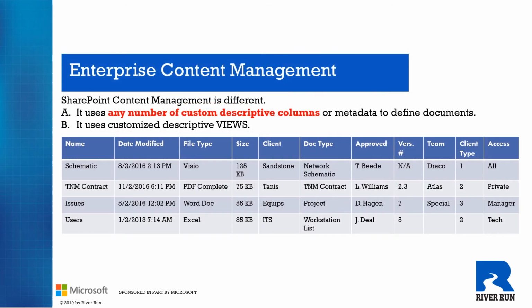Here you can see a library with multiple columns or metadata that's added to define the record or that particular document. In other words, it could be a schematic, or it could be identified by client or document type, or even who approved it, who authored it, what kind of access, which team. However you want to organize it, you can add descriptive columns. These descriptive columns will be used by the views.